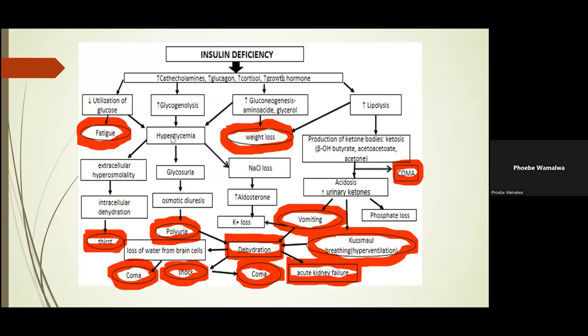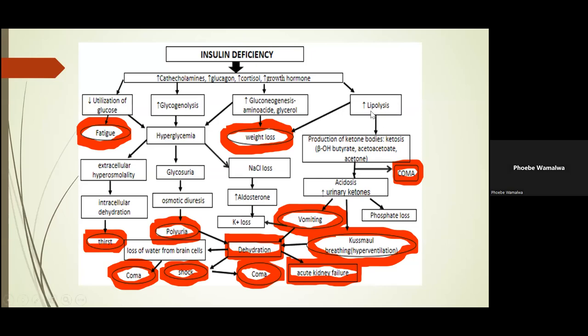Increased glucose levels again will lead to glycosuria once the renal threshold of more than 11.1 has been reached. And this causes osmotic diuresis, hence polyuria, leading to dehydration. Hyperglycemia again will cause increased sodium chloride loss. With the reduction in sodium levels in the body, there is a release of aldosterone. And aldosterone will cause retention of sodium, but increase the loss of potassium in urine. And so these patients will have hypokalemia.